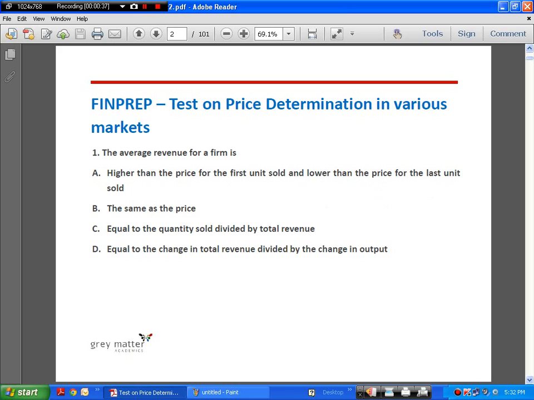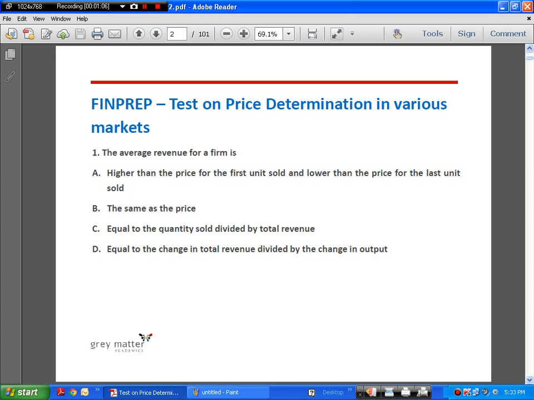Question number 1. The average revenue for a firm is: A. Higher than the price for the first unit sold and lower than the price for the last unit sold. B. The same as the price. C. Equal to the quantity sold divided by total revenue. D. Equal to the change in total revenue divided by the change in output.